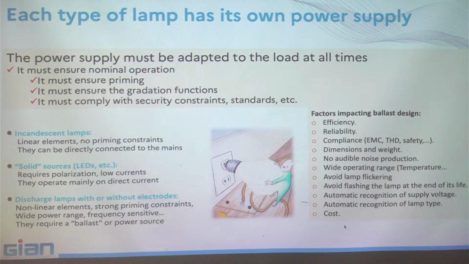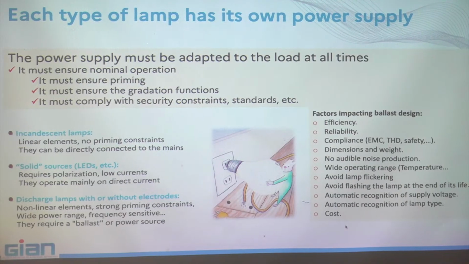Then you have the solid state lamps, LEDs, and others. These require DC and require polarization. This is a constraint, and we are speaking here about low currents. We can imagine some LED lamps that can operate directly on the plug.